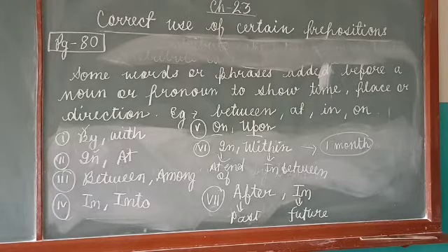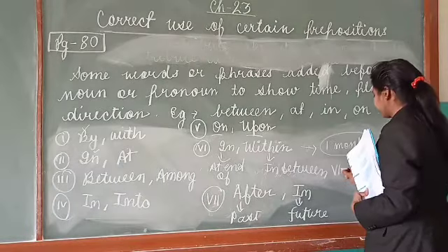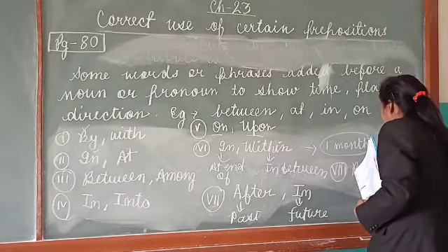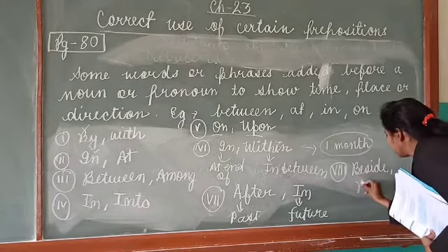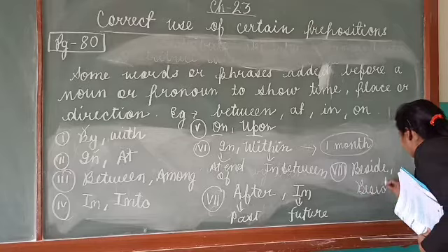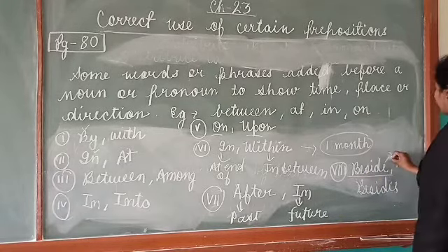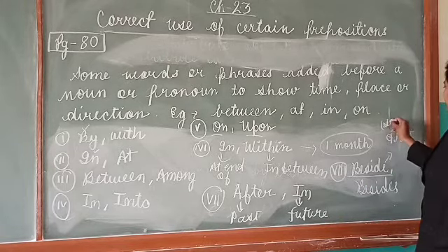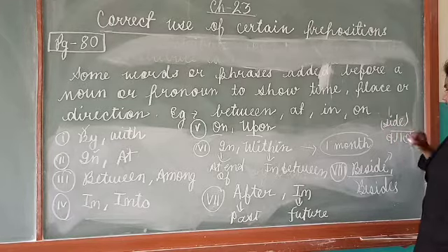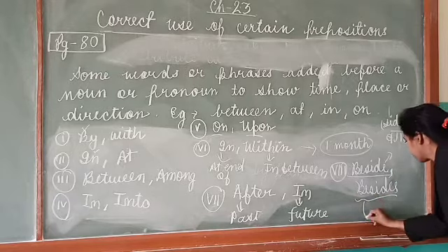Now next type of preposition is beside and besides. Beside and besides. Okay, now you see beside you know in Hindi we call बगल, side, or sidewise. And besides means के साथ.